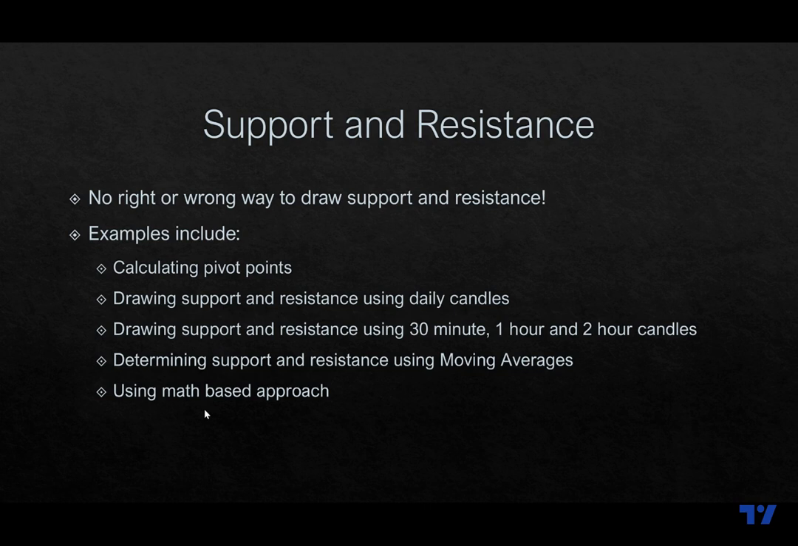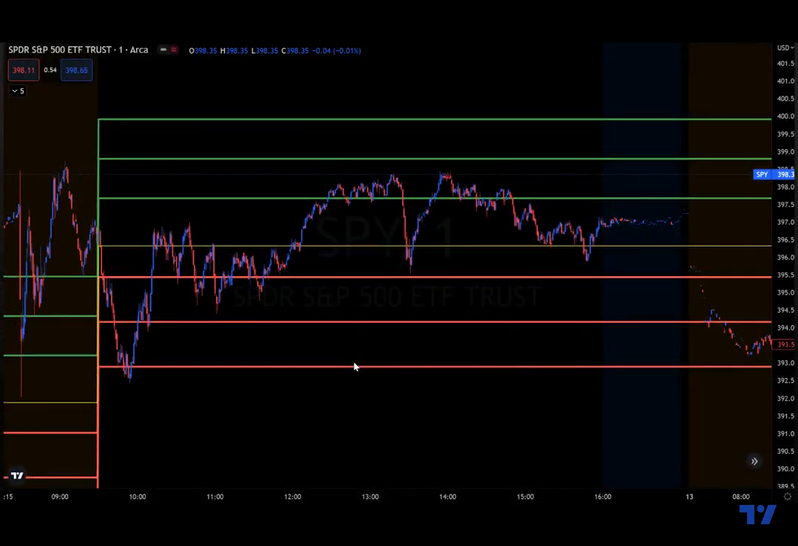You just need some type of reference point to add context to the chart. You can even use moving averages as your support and resistance. Everything is completely acceptable. It's whatever gives you the context to the chart. So if we look at this chart, this is SPY. These are my support and resistance. These are just calculated levels that my math-based indicators calculate for me.